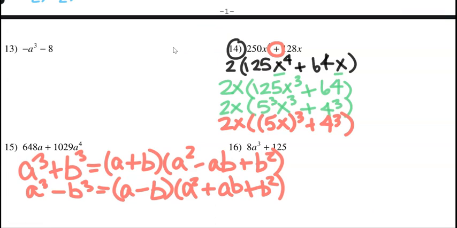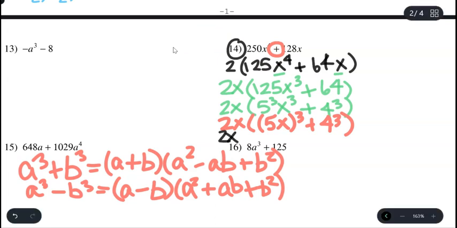So I'm going to have my 2x, because that doesn't leave. I've got to keep and maintain that. And my first factor is going to be my two bases, A and B. So I have 5x plus 4, because my two cubed values are the quantity 5x and the quantity 4. Then I'm going to come over to the second factor, which is the trinomial, and I have A squared. So that's going to be the base squared for my first one, which is 5x, and 5x squared is 25x squared.